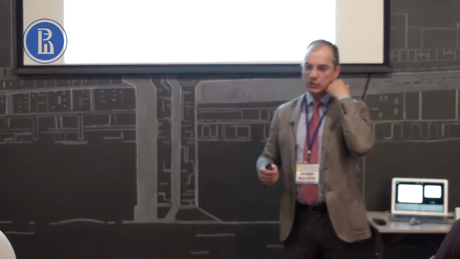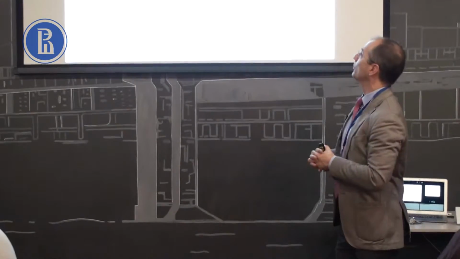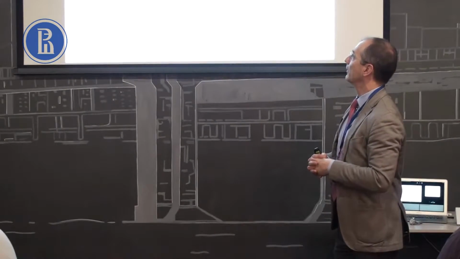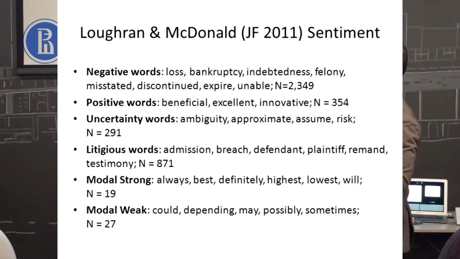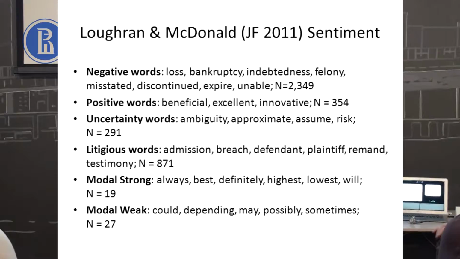So what are the dictionaries of Loughran and McDonald? So they have, and these are examples of words, because in the first category you have like 2,000. Negative words: loss, bankruptcy, indebtedness, felony, misstated, discontinue, expired, unable. You have positive words as well: beneficial, excellent, innovative. Uncertainty words, litigious words like breach, defendant, plaintiff, remain.